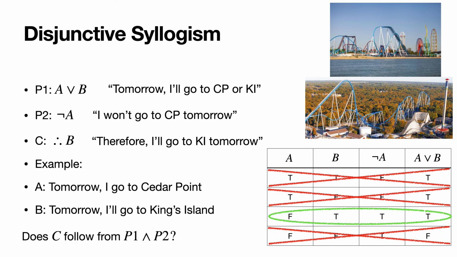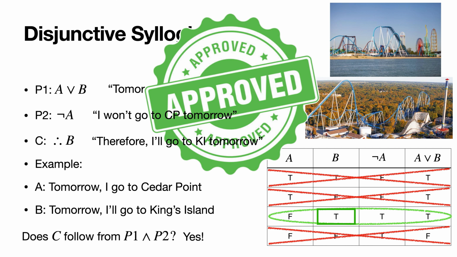And sure enough, we only have one row left, and looking at the value of B, we see that B is true. And as a result, we can ask, does our conclusion follow from P1 and P2? Yes, it does. P1 and P2 in this case imply B. So A or B in conjunction with not A implies B. As a result, this is a valid form of argument. We're going to say this is approved, and we can go ahead and move on.